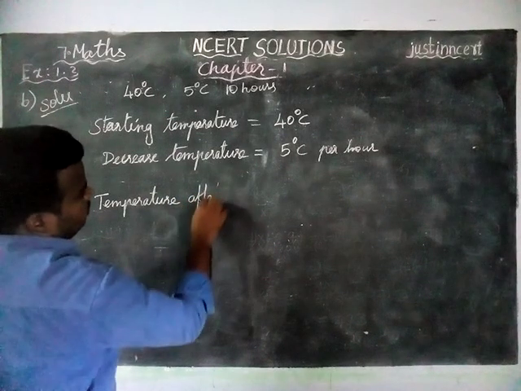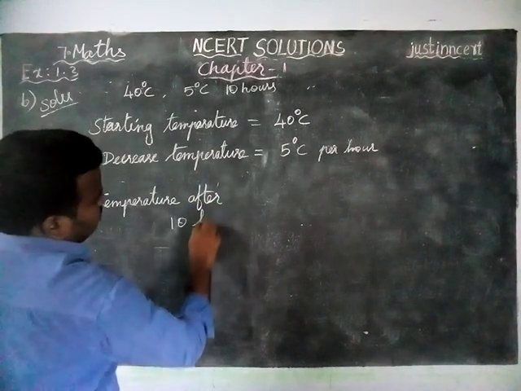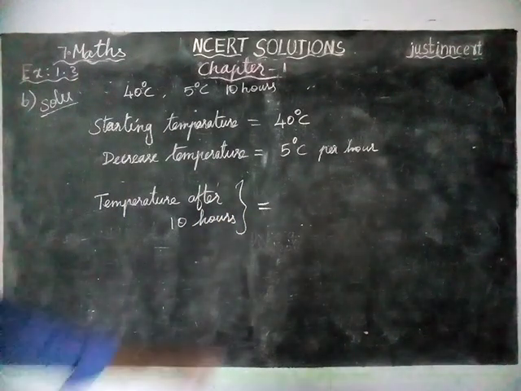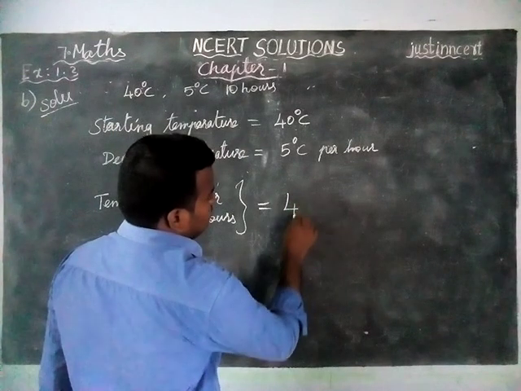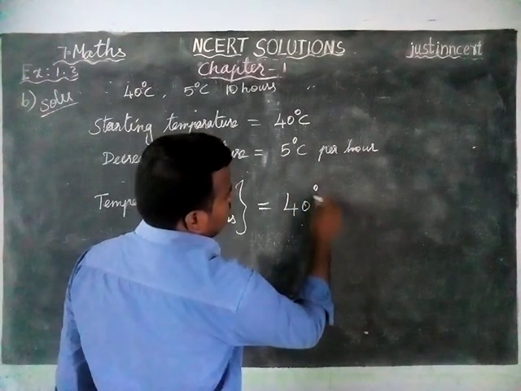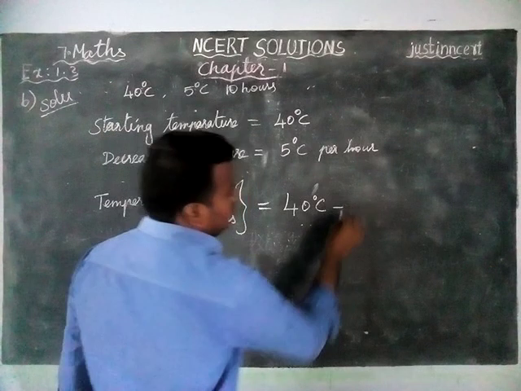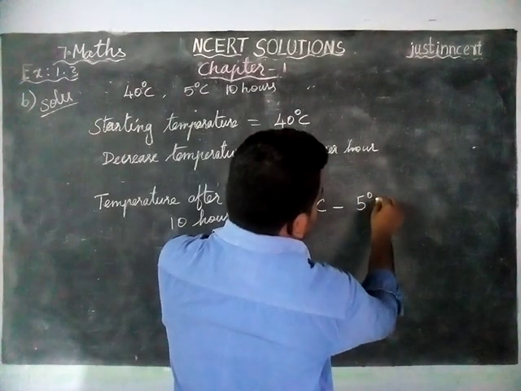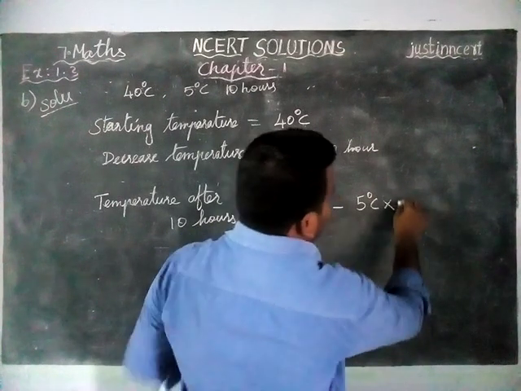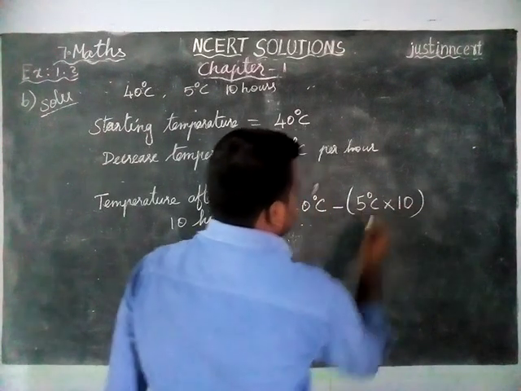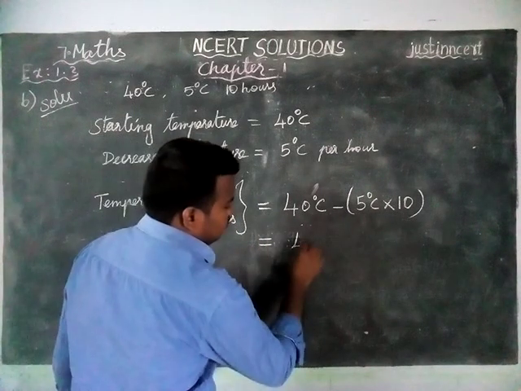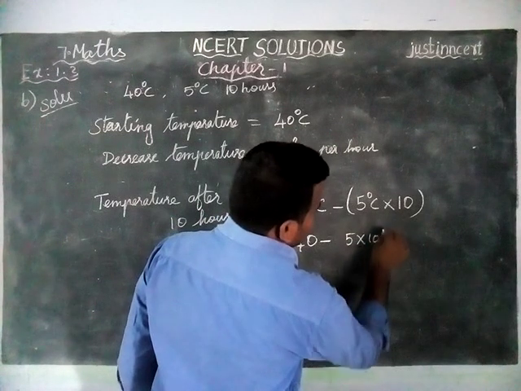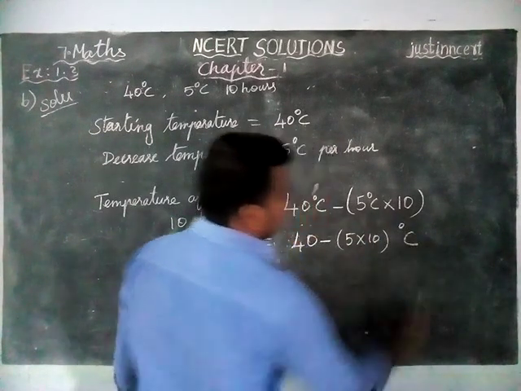Temperature after 10 hours is equal to, so from starting temperature 40 degrees Celsius minus per hour 5 degrees Celsius into total number of hours 10 hours is equal to 40 minus 5 into 10 degrees Celsius.